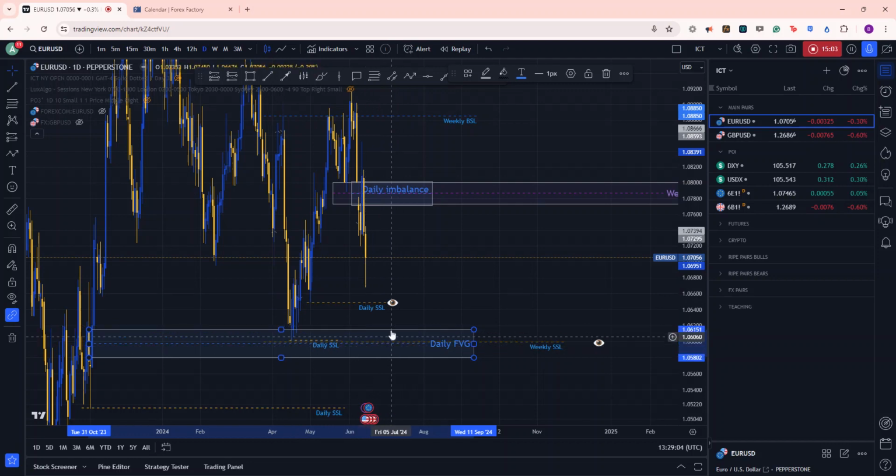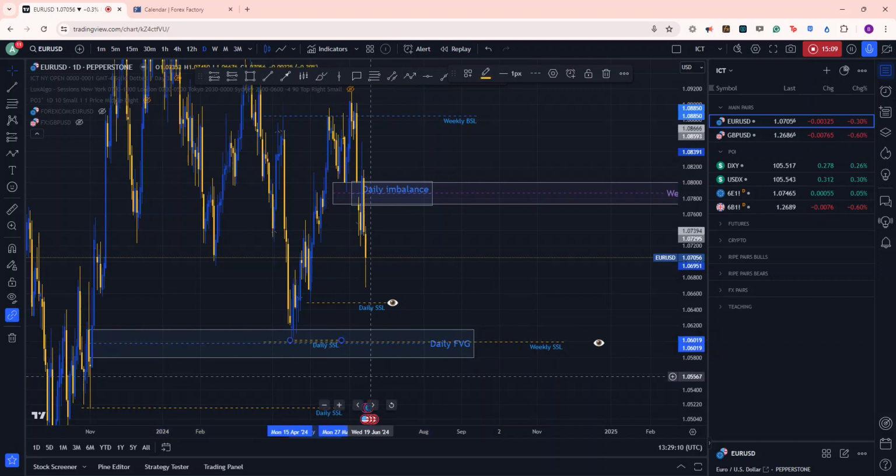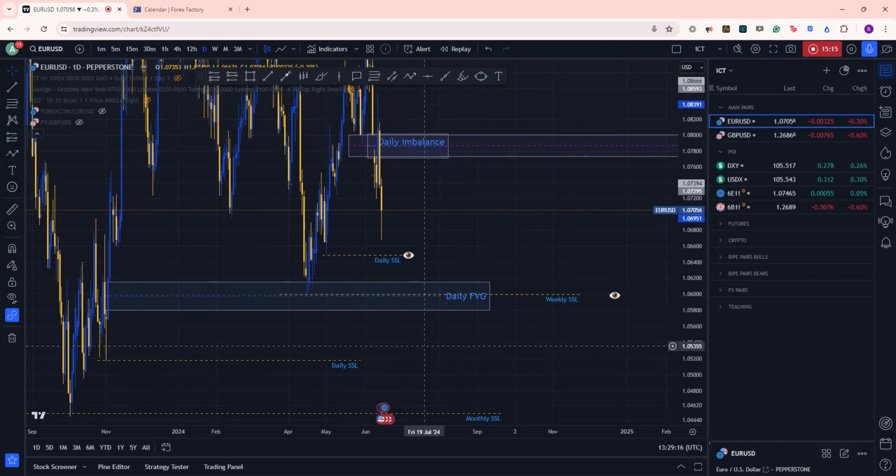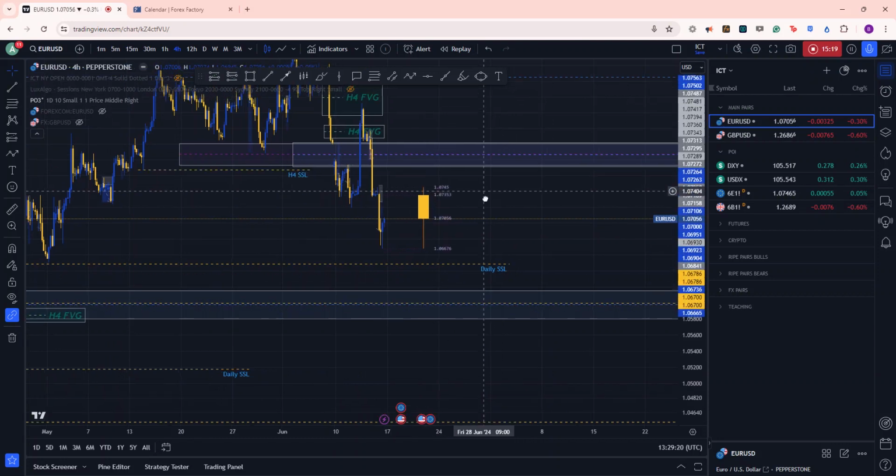And I like how the weekly sell side liquidity is almost aligning with the consequent encroachment of the daily fair value gap. So that is pretty nice. Let's see the 4 hour.